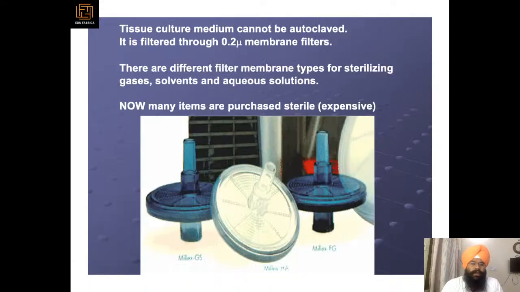So whatever I have taught you today will be very necessary if you're going to start working in the lab, in the cell culture lab, animal tissue culture lab. All these things have to be taken care of, because otherwise you will have contamination in your cell culture, and all your day and night work will be wasted. So please, these slides are really, really important if somebody is going to start with cell culture techniques.